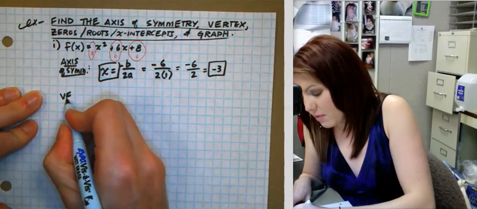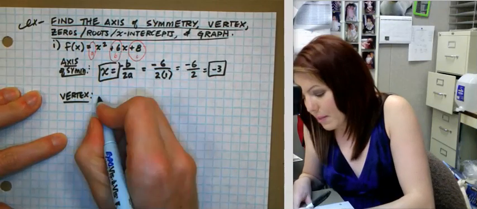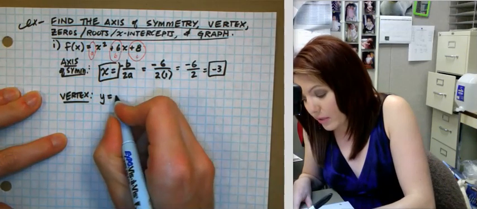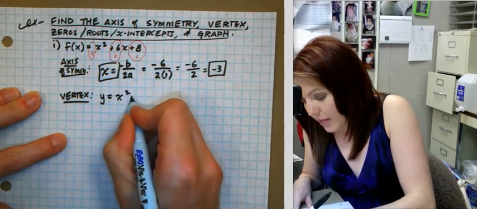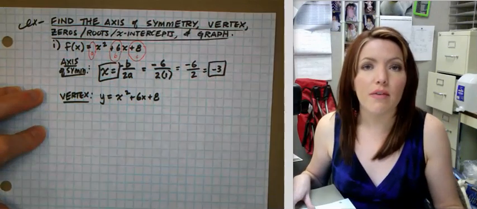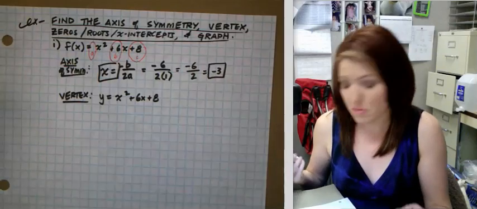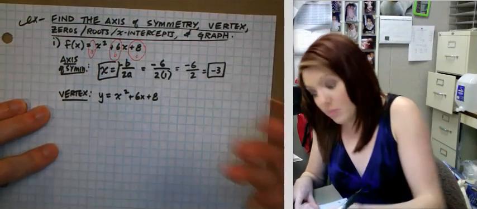Then let's move to the vertex. So the vertex, again, let me go ahead and rewrite my equation, and this time I'm going to write it with a y. It says f of x up there, but remember we can interchange f of x and y if we need to. In this scenario, they mean the same thing. Okay, so different notation, but same thing basically.